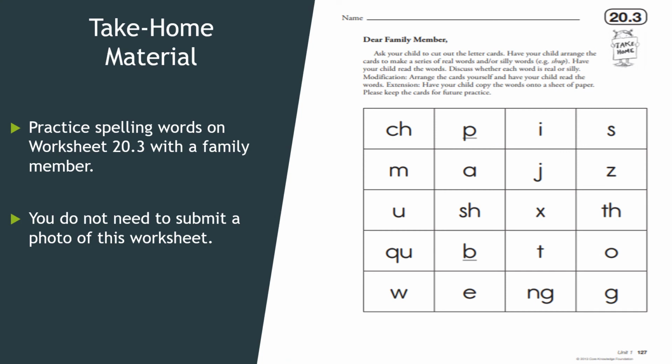For extra practice, you can use page 20.3. You can cut out those letters and digraphs and use them to spell words on your own or with a family member. You do not need to submit a photo of this worksheet or your work.